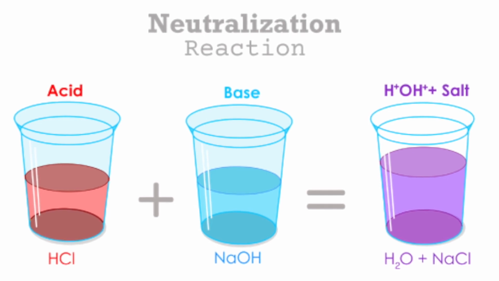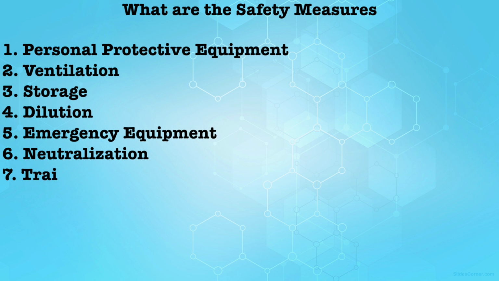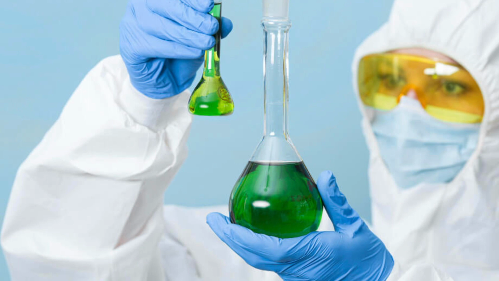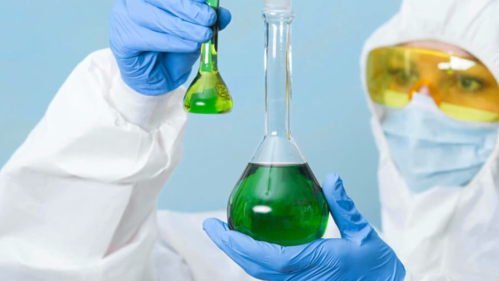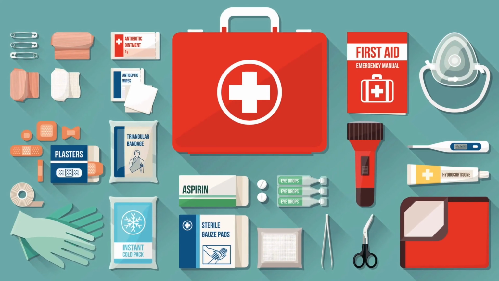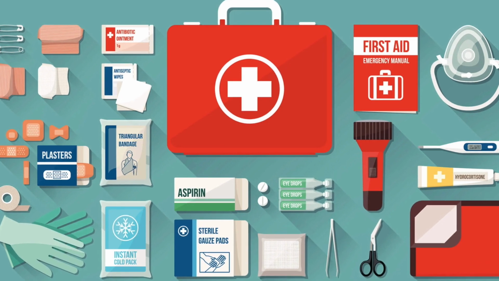Baking soda is used for acid and vinegar will be used for base. Training. Ensure that the personnel are adequately trained in handling corrosive substances and understand the associated risks and safety protocols. Other one is, as usual, first aid. Have first aid and a plan in place for immediate treatment of skin or eye contact with corrosive substances.